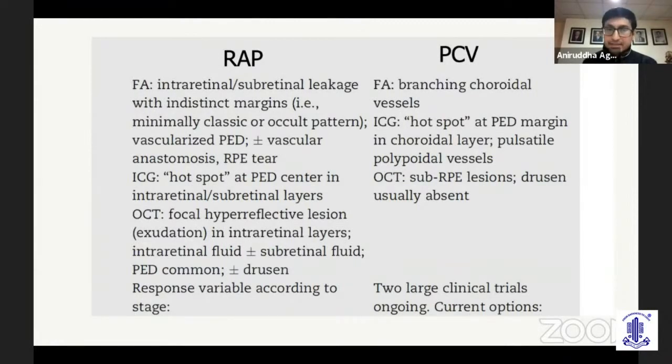Just the last slide on distinguishing between RAP and PCV: both are hyperfluorescent on fluorescein and ICG. And remember, the ICG again can show hotspots in both. But what's important is that the OCT features are different. You have focal intraretinal hyperreflectivity in a RAP lesion, and you have a PED common, and you may have drusen. And a PCV lesion has the OCT features that I just described.